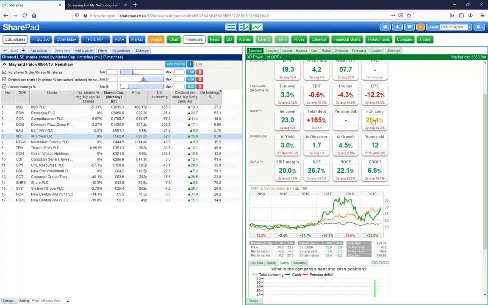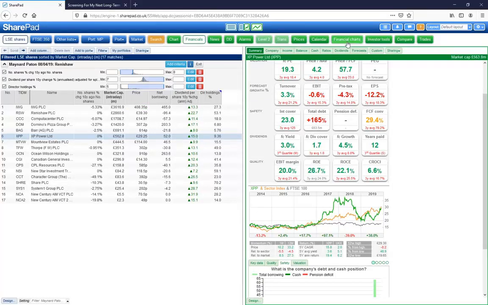Cash conversion looks poor, so earnings haven't converted well last year into free cash. It's paid a dividend for the last 12 years, that's good. The margin at 20% looks good as well, so maybe the customers do pay premium prices for these products. The margin's good, and the ROE at 27% looks healthy as well.